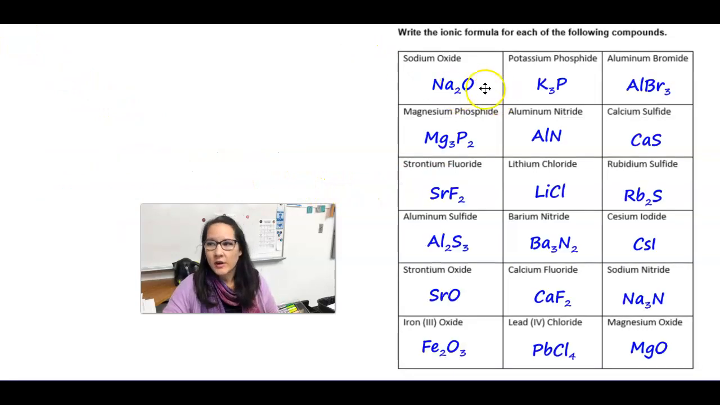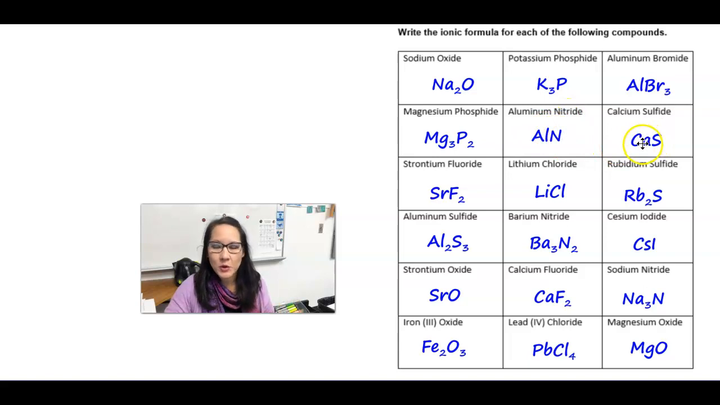So the answers are sodium oxide would have a formula with 2 sodiums for every 1 oxygen, potassium phosphide, 3 potassiums to 1 phosphorus, aluminum bromide is going to be 1 aluminum, 3 bromides, magnesium phosphide, 3 magnesium to 2 phosphides, aluminum nitride, they were equal and opposites, so they canceled, which meant I only needed 1 of each.